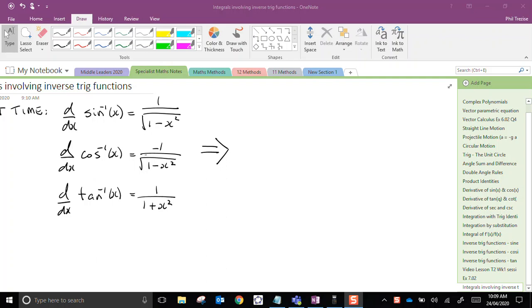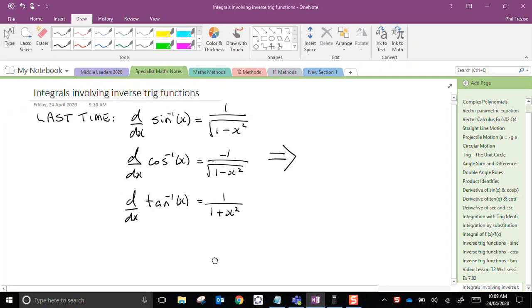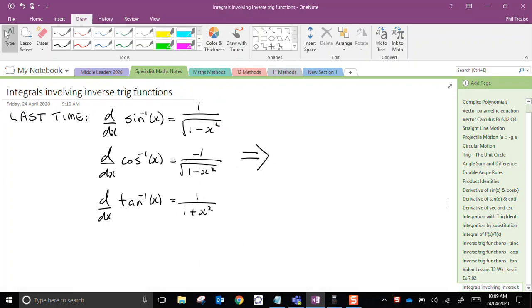Hi everyone. Last time we looked at the derivatives of the inverse trigonometric functions, inverse of sine, inverse of cosine and inverse of tan, and they were the rules that we developed. So the next obvious step, instead of derivatives, is integrals. And it really is quite straightforward.